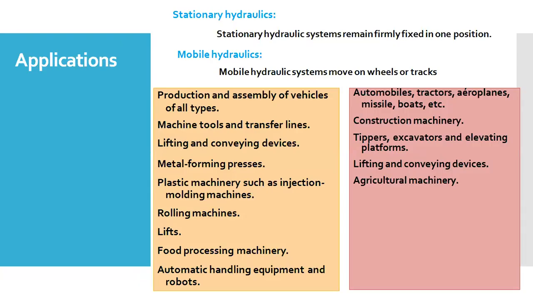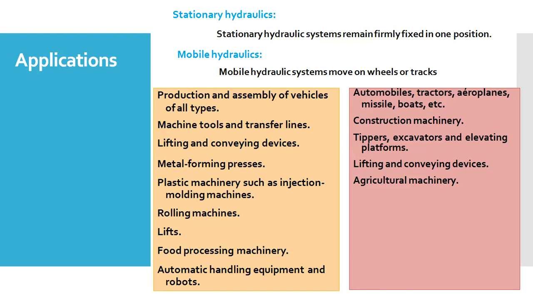So we'll move forward to the various applications, like stationary hydraulics, where the system remains firmly fixed in one position. And if you see mobile hydraulics, I have just told you and shown you in the video also. For making the aeroplane structures, you use robots which can move and do the manufacturing at different places. So mobile hydraulic systems move on wheels or tracks.